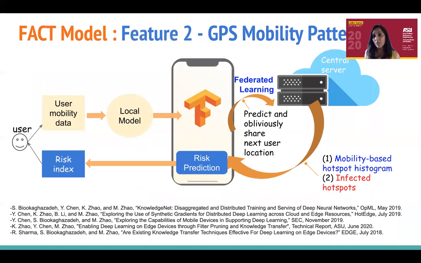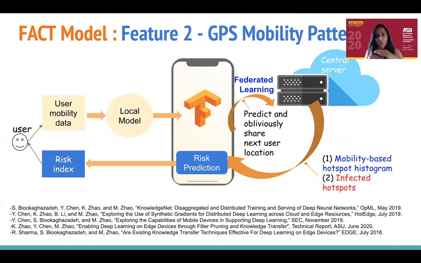The other two features are what we want to build on more, and one of them is going to be GPS mobility patterns. So now every user has access locally on the device to its own mobility pattern. Certainly, based on infected users, you can estimate the infected hotspots. But perhaps what you can also do is, using users' mobility, say, for example, within ASU, we can also come up with a histogram of mobility-based hotspots.